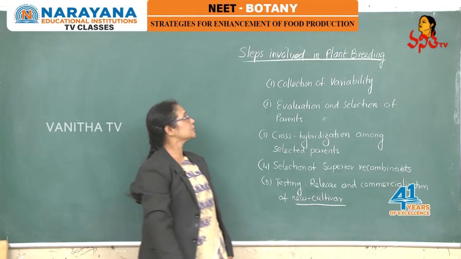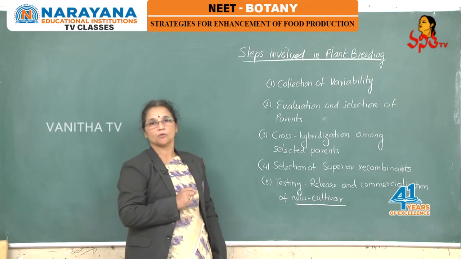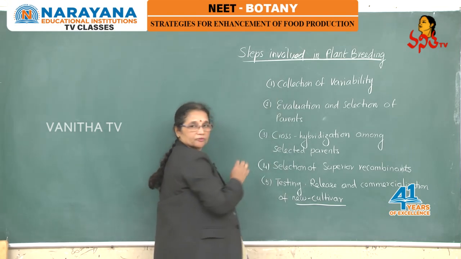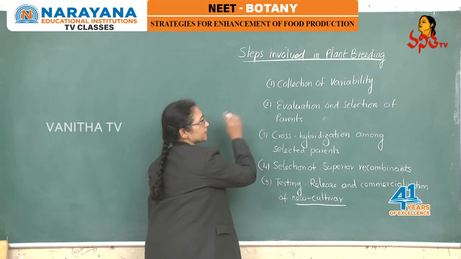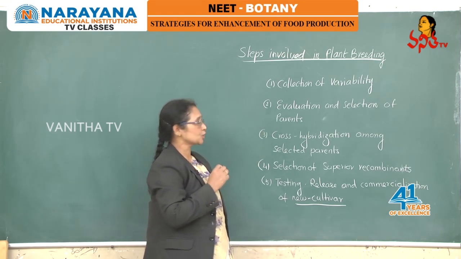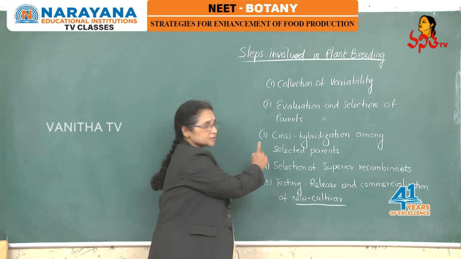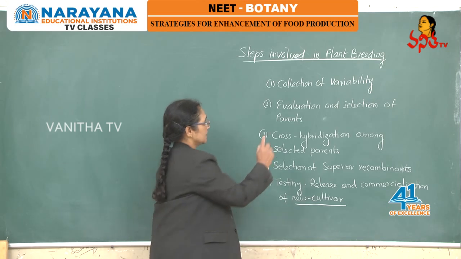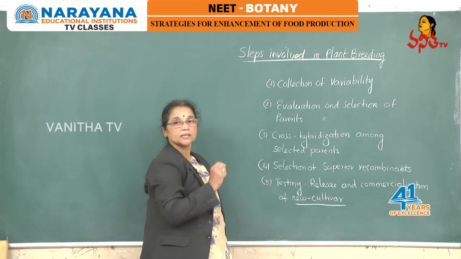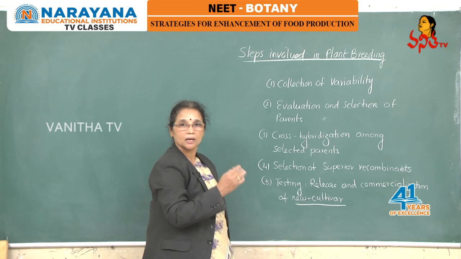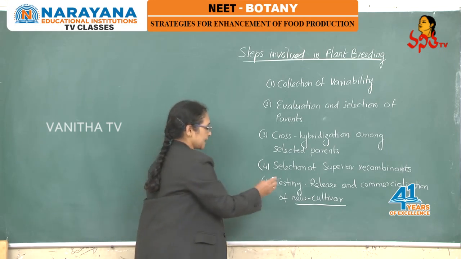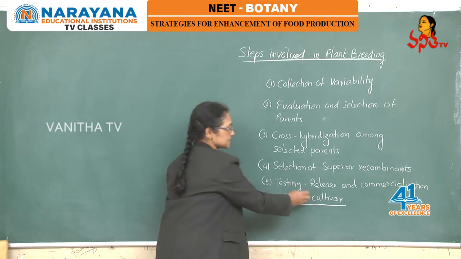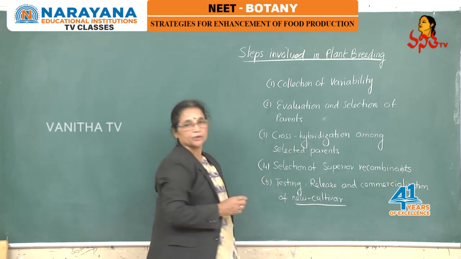Okay children, now we are going to learn what are the main steps involved in the plant breeding program. The first one is collection of variability. Second step is evaluation and selection of the parents. Third step is cross hybridization among the selected parents. And fourth one is selection of superior recombinants or superior hybrids. And last step of the plant breeding program is testing, release and commercialization of new cultivar.